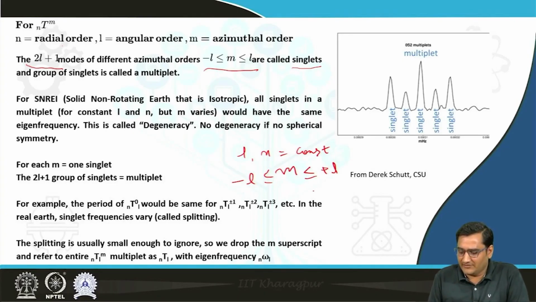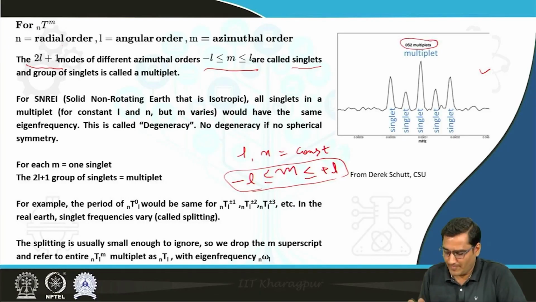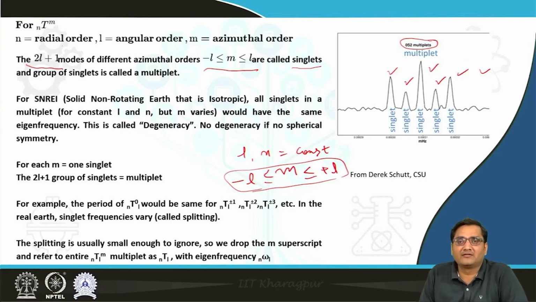All the modes associated with constant L and N, where M is varying from minus L to plus L, all the singlets will be separated out, or you can say all the singlets of a multiplet will be separated out. So you can see in this figure, this is for the 0S2 multiplet, where M is varying from minus 2 to plus 2. So all the singlets are basically separated out in the case where the Earth is asymmetric, anisotropic and rotating in nature.